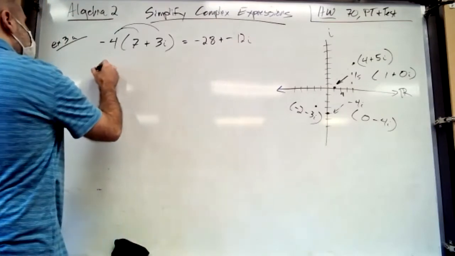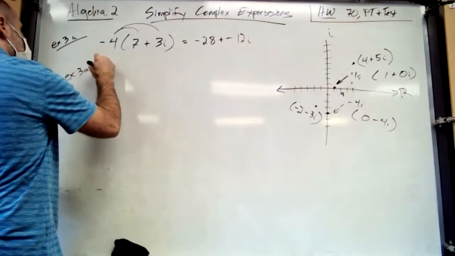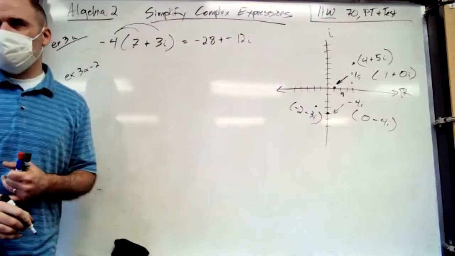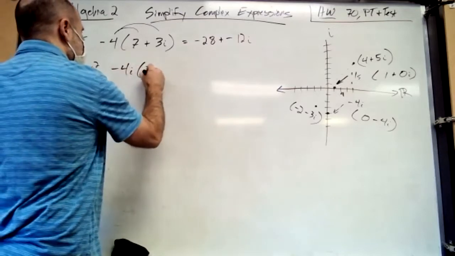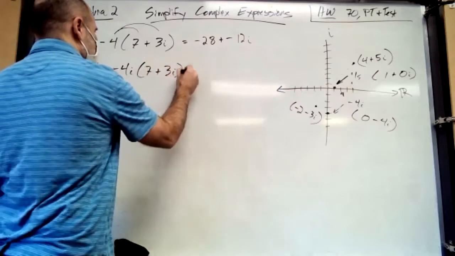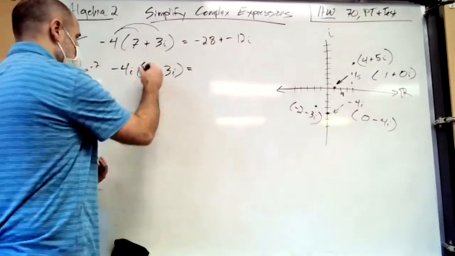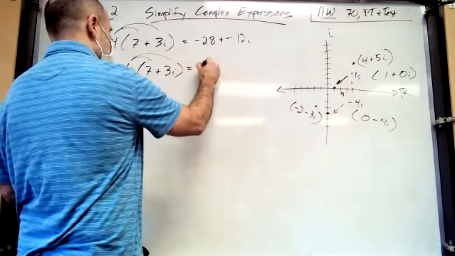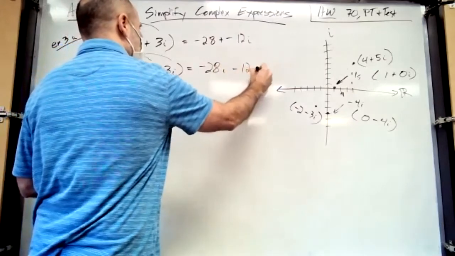Okay, so let's do example 3a2, because this is how the book really has it. Negative 4i times 7 plus 3i. Well, let's do the first step. What's the first step? Just distribute it. So you get negative 28i minus 12i squared.